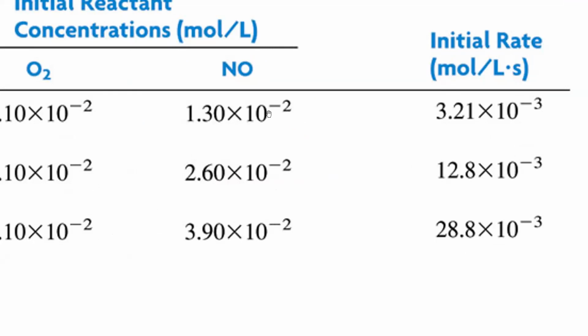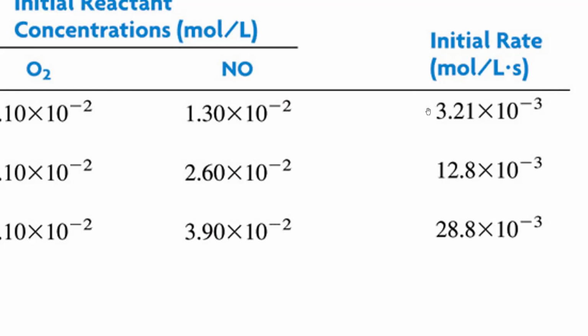Now, if we look at the second and the third experiments, then we have a change that is 1.5. So I would avoid looking at that, but you can just divide the bigger one by the smaller one to see the relationship. What I'm going to look at is the first one and the third one. So going from 1.3 times 10 to the minus 2 to 3.9 times 10 to the minus 2, that is a threefold change. So again, the nitrogen monoxide has tripled in concentration going through those experiments.